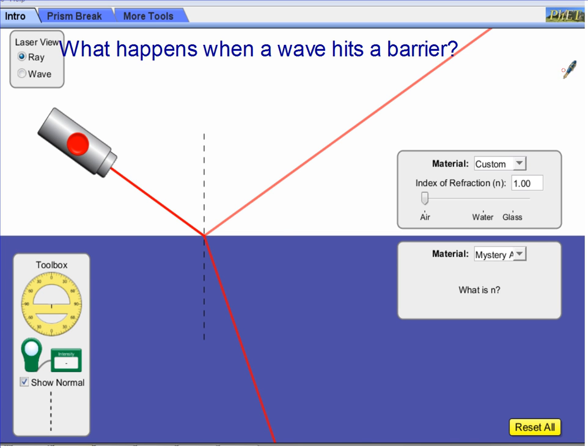Now, what happens when a wave hits a barrier? There are two things that can happen when a wave hits a barrier. The first thing is it can reflect, and we call this reflection. Reflection is when the wave comes in and bounces off. It can also bend. If it bends, we call that refraction. Now we have a whole unit that we're going to spend on refraction, and it's a really fascinating unit. Let's focus on reflection for the moment.